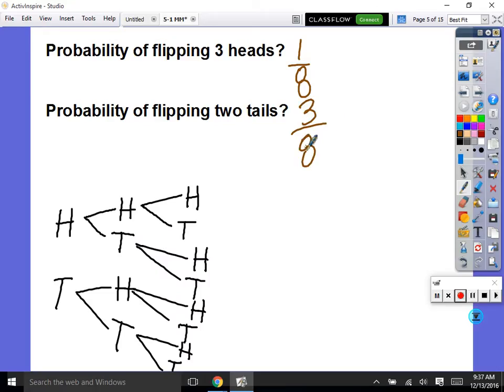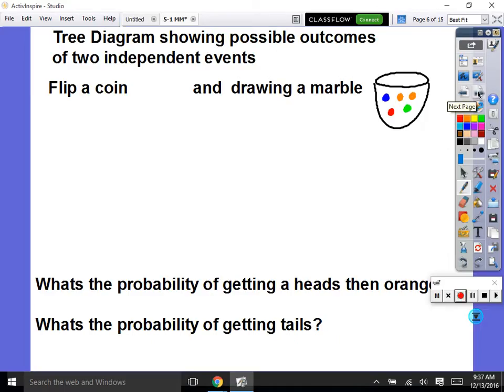Okay, kind of interesting. Okay, so now let's do a tree diagram where we flip a coin and draw a marble. Here we go. Let's get to some more advanced ones, which really aren't bad because you're just showing all the possible outcomes. So these are 2 independent events. If we flip a coin and draw something out of the hat, they will have no effect on each other, correct? So these are independent events.